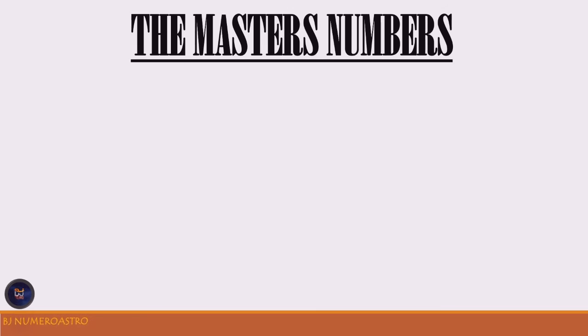So that's why I'll not be showing it. I'll just be showing 11 and 22, but just take note that 33 is also a master number in numerology. So these numbers, we don't reduce them to a single digit whenever we are calculating the life path number. So the first one is 11 and the second one is what?